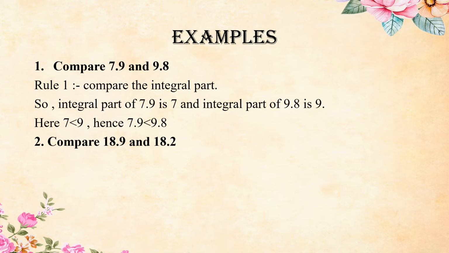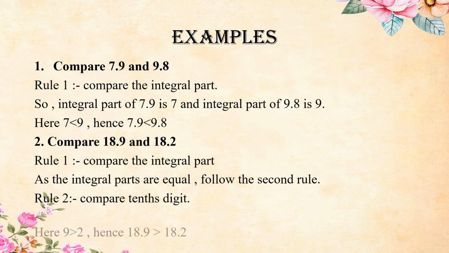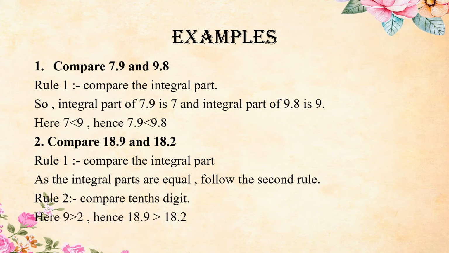In the second question we have 18.9 and 18.2. Again follow rule number 1. Compare the integral part. As the integral parts are the same, we will follow our rule number 2. We'll compare the 10th digit. That means we'll compare 9 and 2. Here it's clear that 9 is greater than 2. That means 18.9 is greater than 18.2.